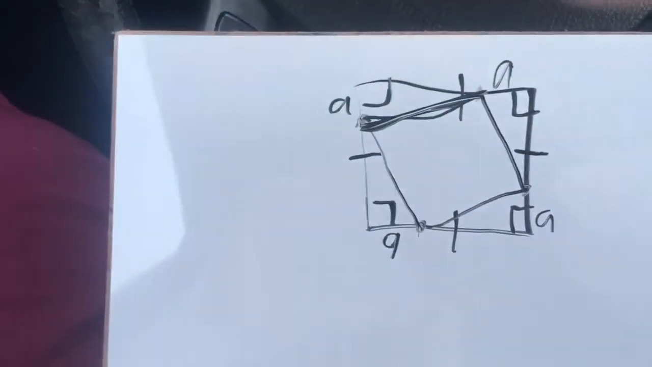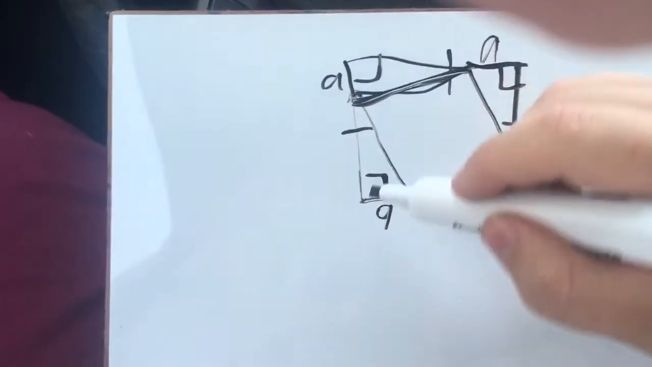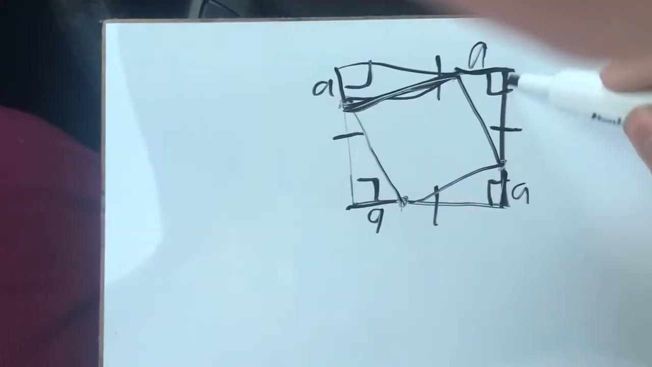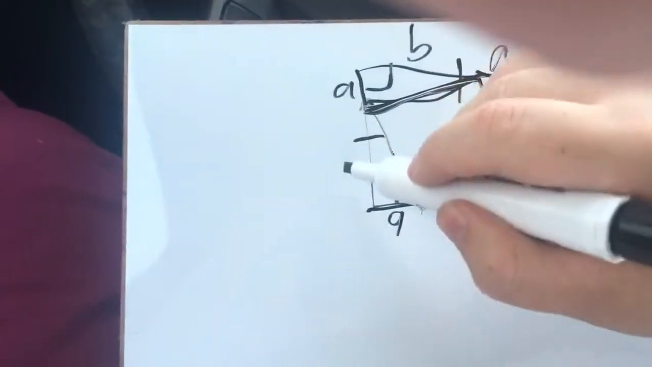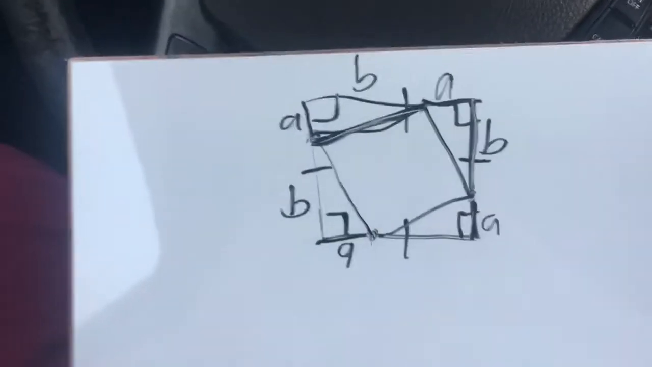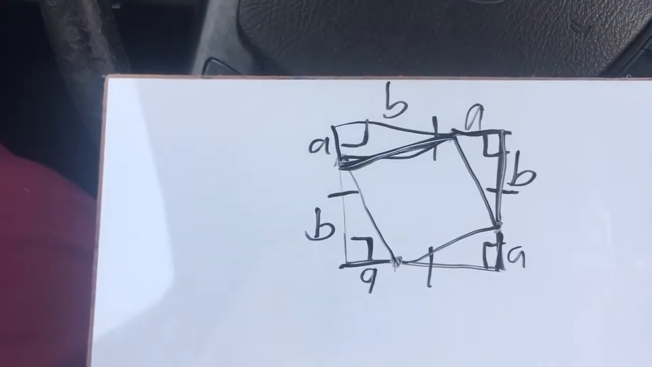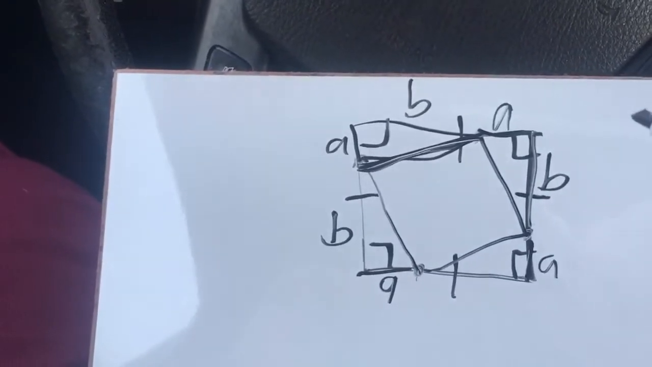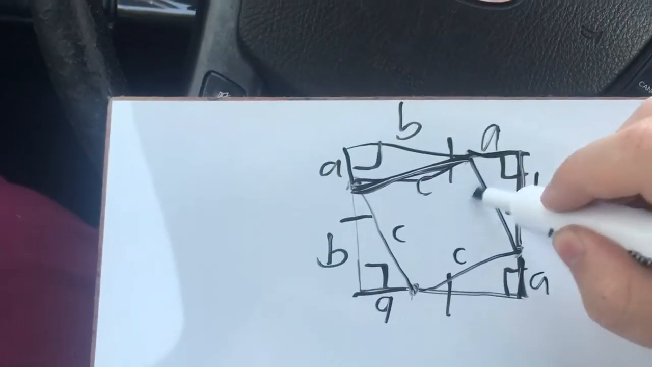I made it to where these triangles are all equal. What I did was I made A equal to this length, and this length. And I made B equal to the side of the square minus A. This is going to be B, B, B. Sorry, my finger was in the way. And this is all C, C, C, C.